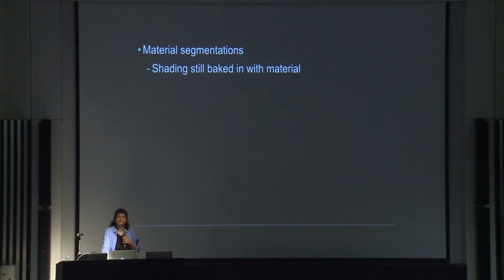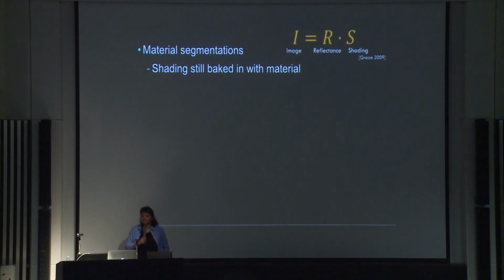But there's still one thing that's not quite right, and the title should say intrinsic images. These material segmentations have shading that is baked in with the material, right? So this is the famous characterization of the problem: I = R × S. I is the image, and that's basically measuring reflectance times shading. At this point, we're assuming diffuse reflectance. We meant to talk about gloss at this point, but it got too hard in our model. We just decided to initially focus on just diffuse reflectance.